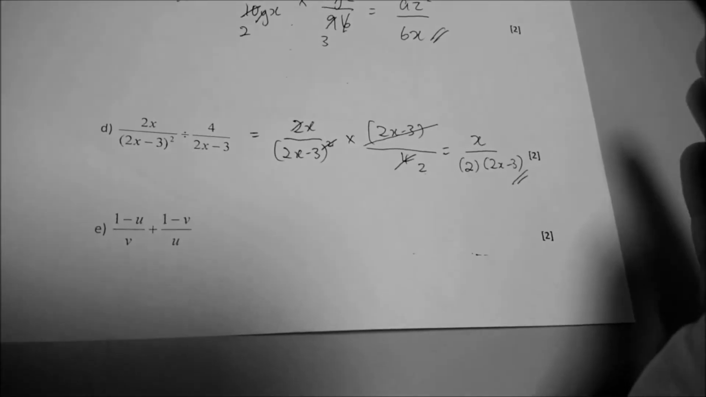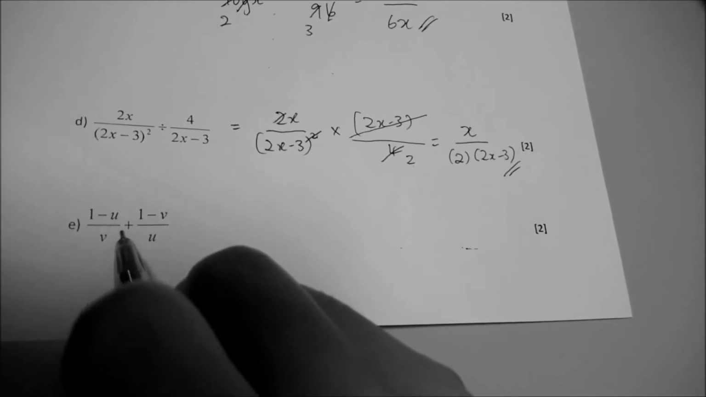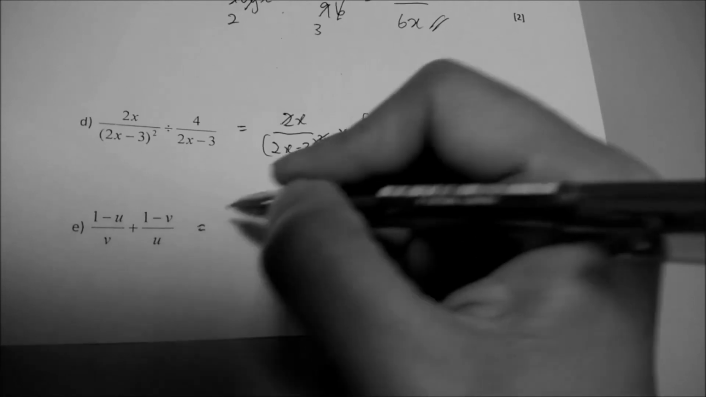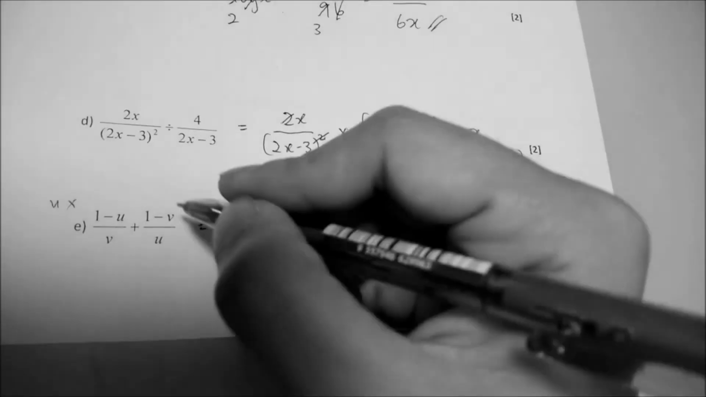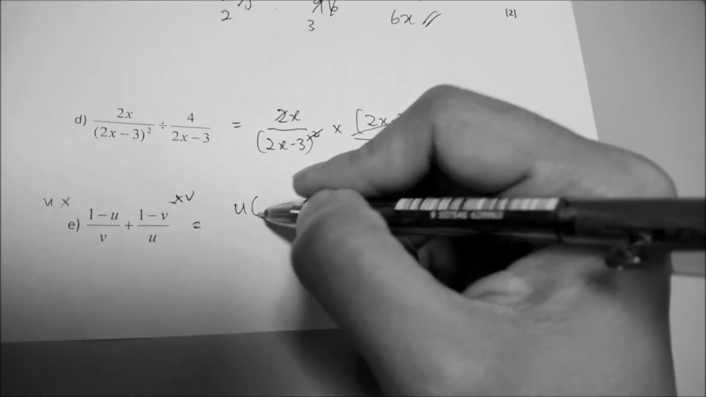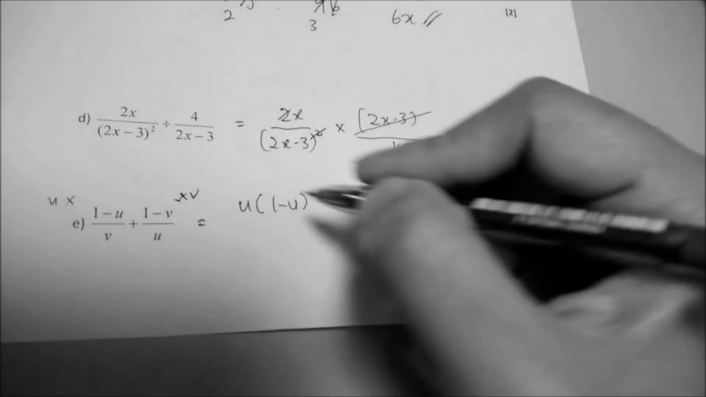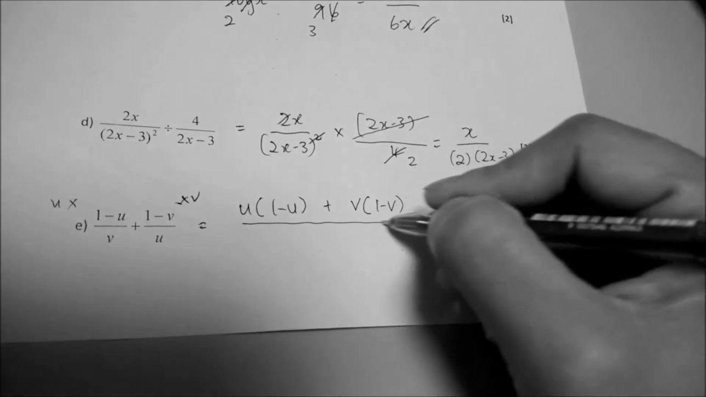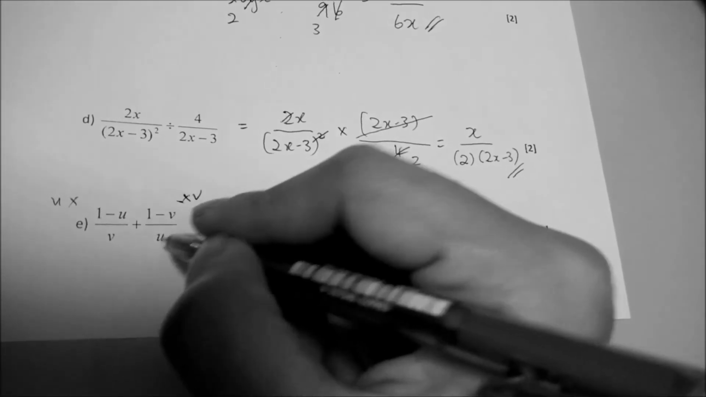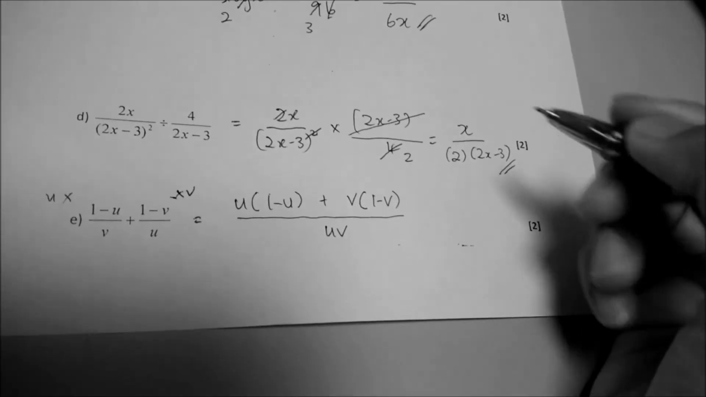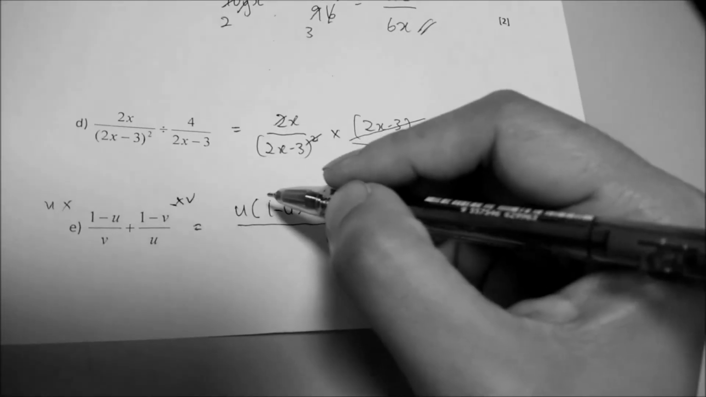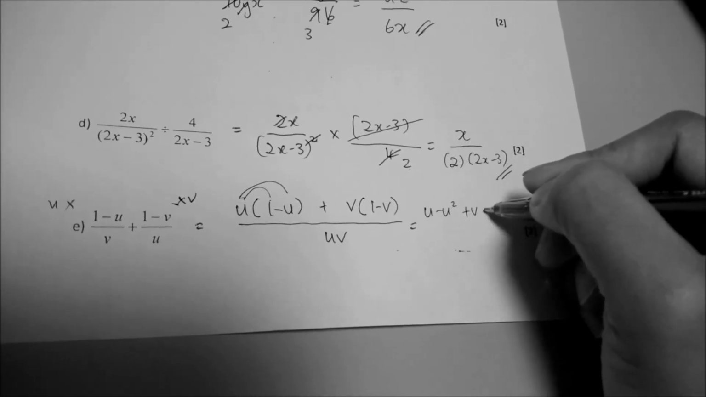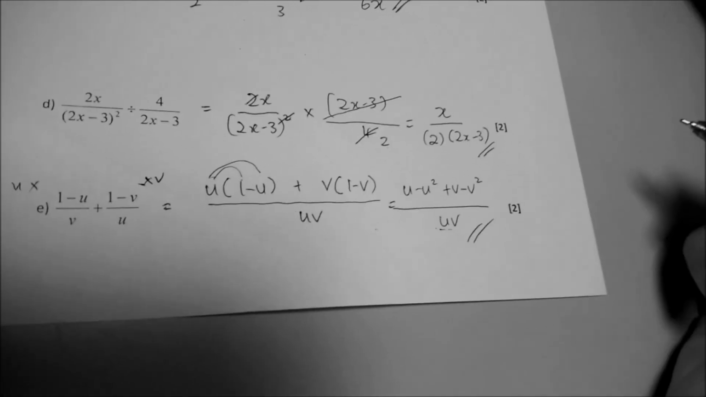Now this one, before I want to do any cancellation, I look at this. Oh, it's not multiplication, it's an addition and subtraction. Addition and subtraction, first thing I want to do is make the denominator the same. So I multiply this whole thing by u, this whole thing by v. So I get u bracket 1 minus u plus v bracket 1 minus v over u times v. U times v become uv at the denominator. I skip one step basically. So here you do your expansion. Expansion means rainbow method, isn't it? So I have u minus u square plus v minus v square over uv. That's my final answer.